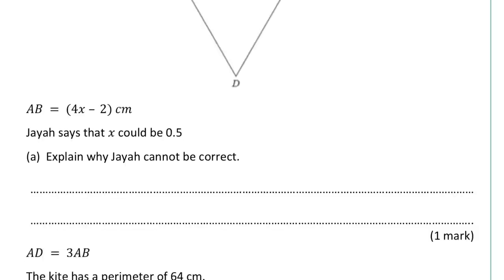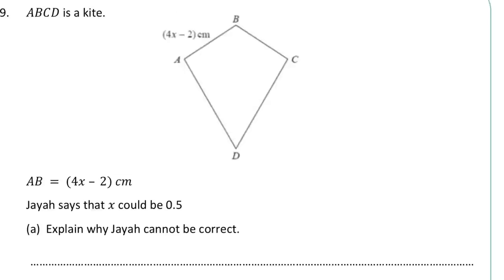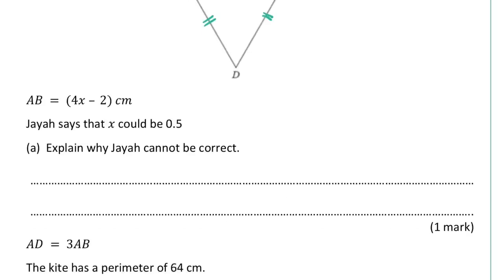Now, part A is really interesting here. It says A to B is 4x minus 2, which is the length of that part of the kite up there. Don't forget, on a kite, these two lengths are equal, and also, and I'll do 2 lines for this, these 2 lengths are equal as well. So that's the mathematical knowledge you need to know about a kite here. It says Jaya says that x could be 0.5. Explain why Jaya cannot be correct.